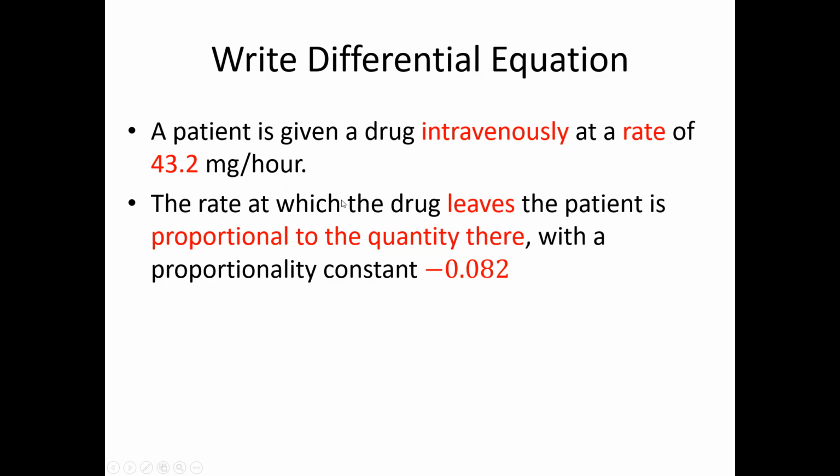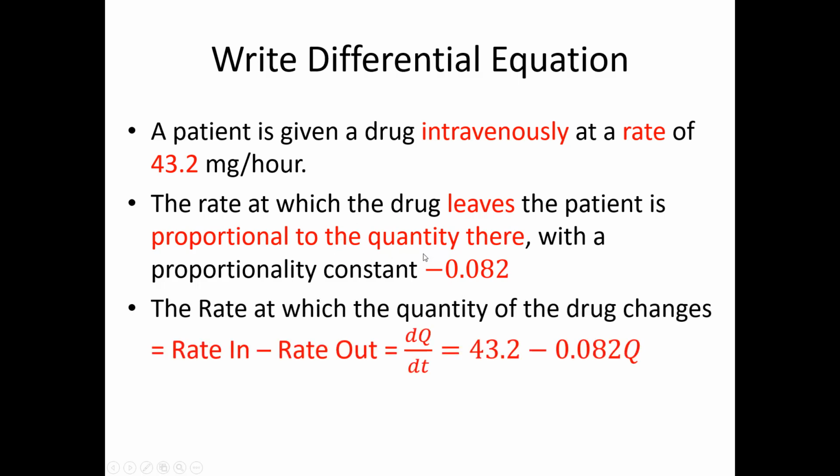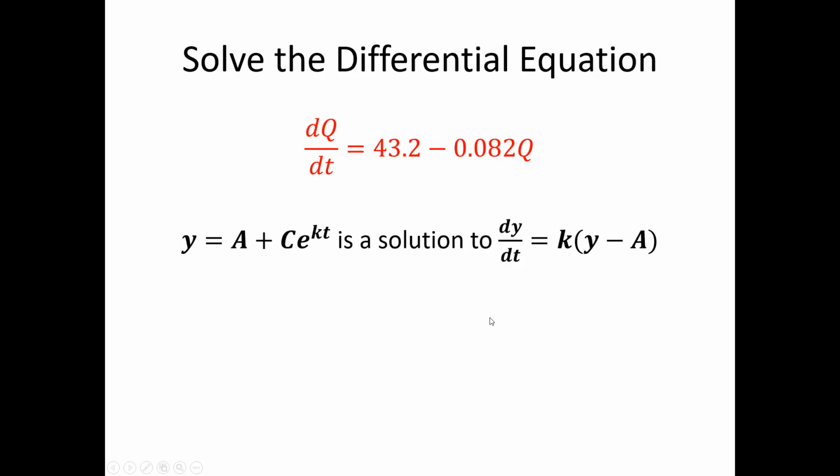What we want to do is set up our differential equation where this is a rate in minus our rate out, and the rate out is going to contain the actual quantity that was there. So my rate in is 43.2 milligrams per hour, my rate out is negative 0.082 times the quantity that was present at that time.